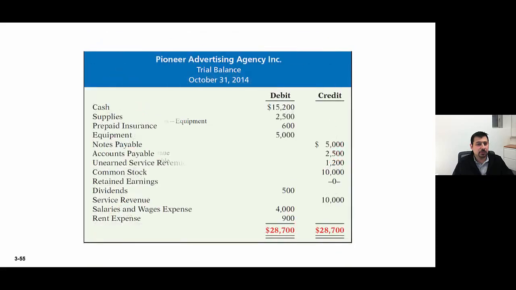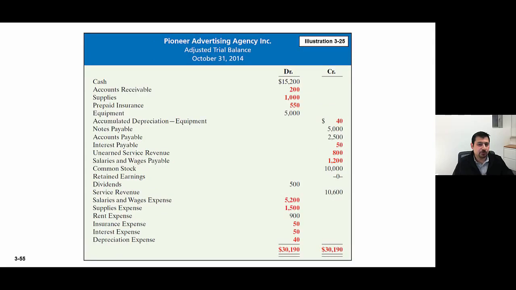And as you remember, that was the trial balance before adjusting, before making the 4 types of adjusting entries. And after finishing with the adjusting entries, this becomes the adjusted trial balance. As you can see here, the accounts that were involved right now are in red to show the differences, and here again total debits and total credits are equal.